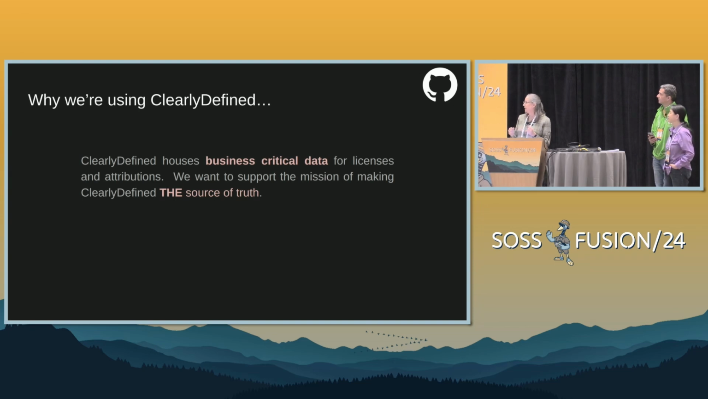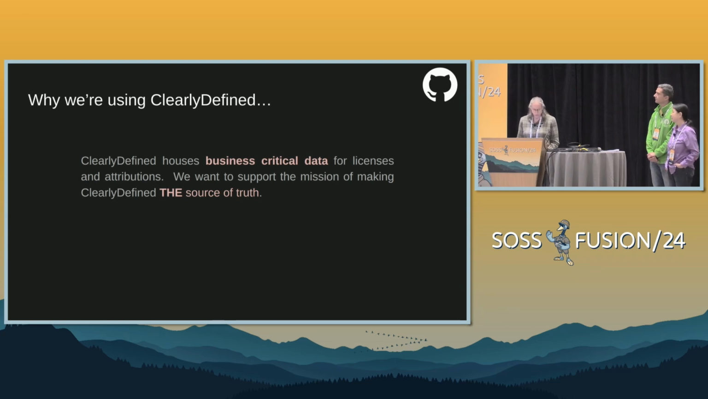The first question is, why is this data business critical for us? We all have a legal obligation to comply with the terms of the licenses of the dependencies that we use. So the very first thing we need to do is know what those licenses are. And that's where ClearlyDefined comes in. The other part of that is that attributions are typically one of the requirements of a license, and so we need that data as well.